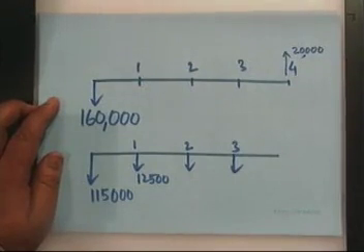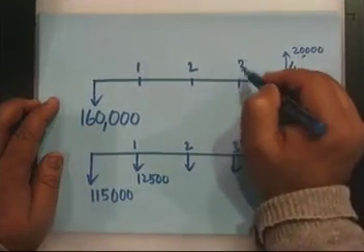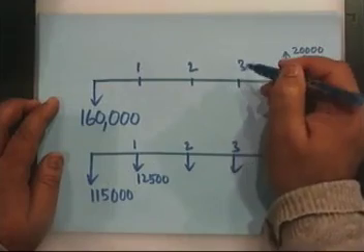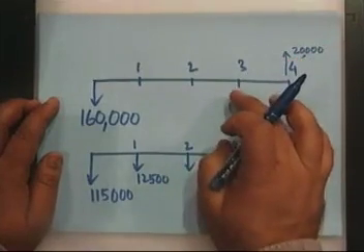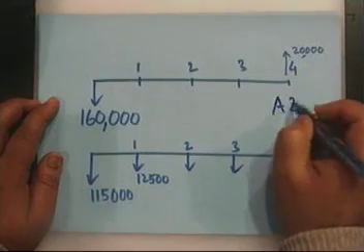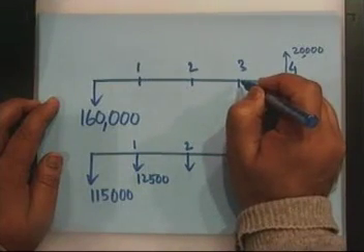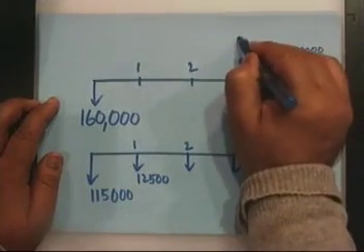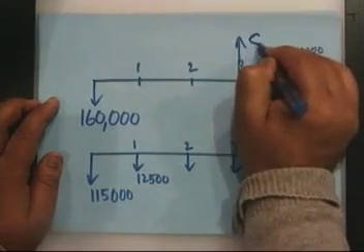Now, a study period method you can use like this. You can assume that when the asset A2 is sold at end of year 3, let us say it is giving you some value S.